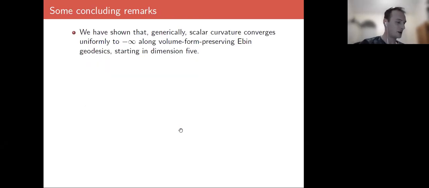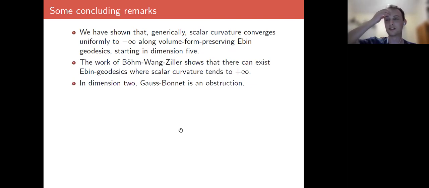So I'm almost done, but I'd like to make a few concluding remarks regarding what's been done and what's known. Just to summarize what we did, we showed that generically, if you start at a Riemannian metric and go in a traceless direction in your Ebin geodesic, your scalar curvature is going to converge to minus infinity, and this happens for all compact, connected, closed manifolds of dimension at least 5. Of course, the natural question is what happens in other dimensions?